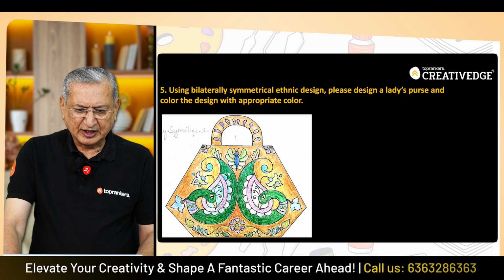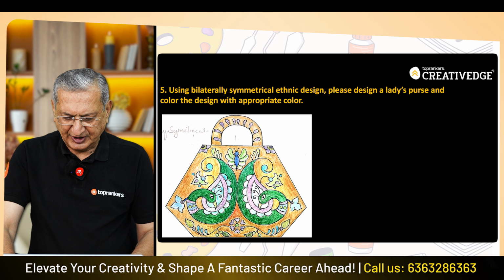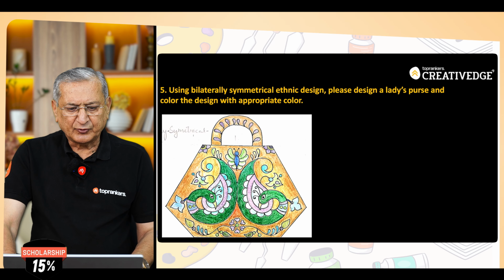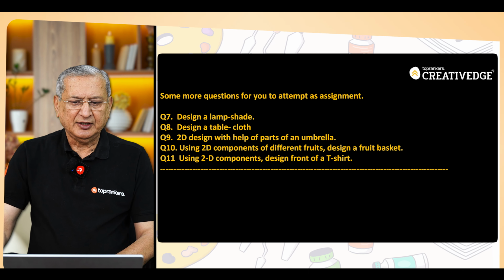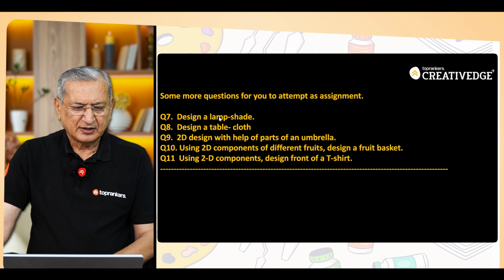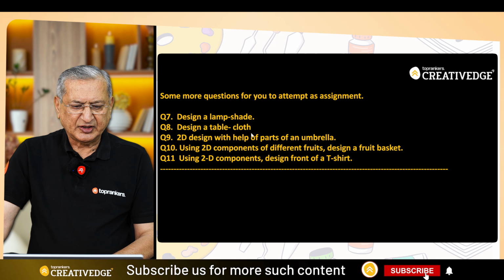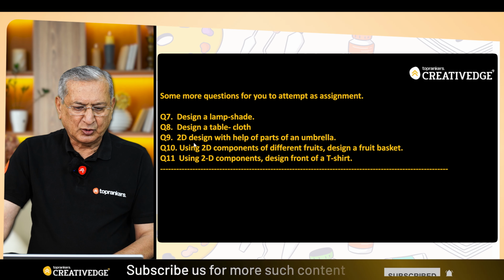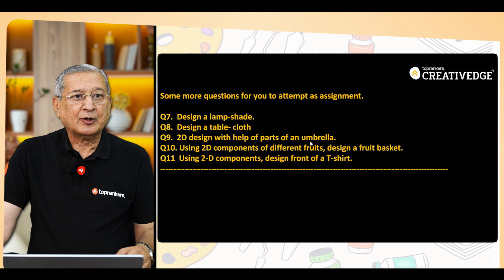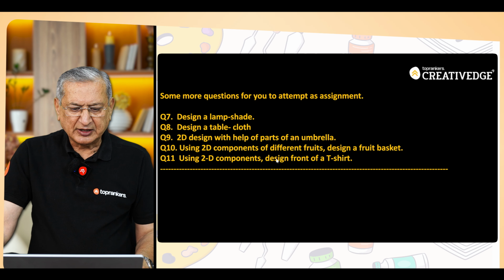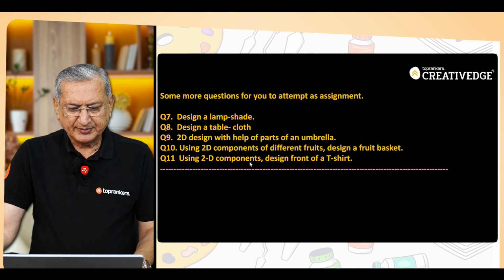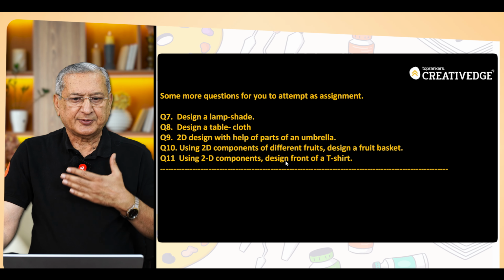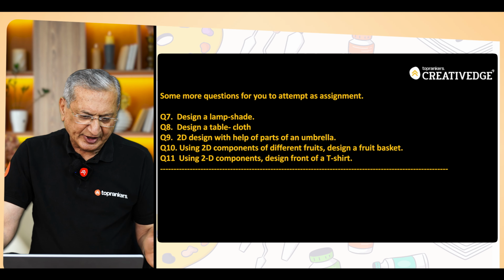So I hope you all are enjoying as well as liking this kind of design, which I have tried simplifying for you. There are some more questions you could attempt as an assignment from my side. Design a lampshade, design a tablecloth, 2D design with the help of parts of an umbrella, using 2D components of different fruits. Design a fruit basket. Using 2D components, design the front of a t-shirt or the back of a t-shirt also.